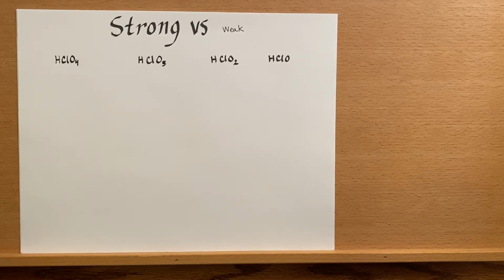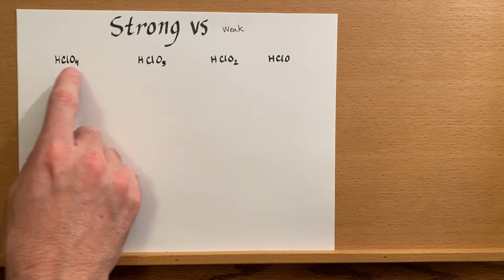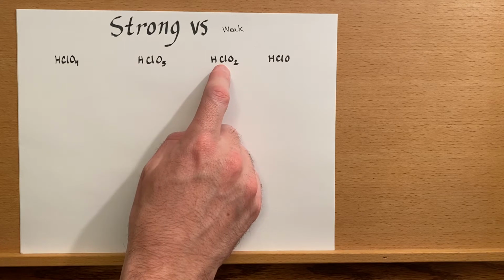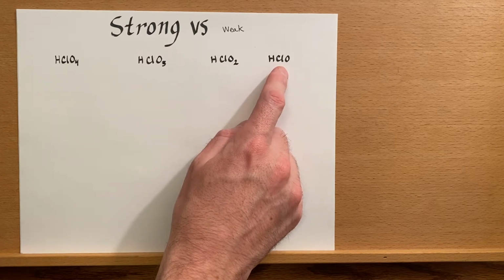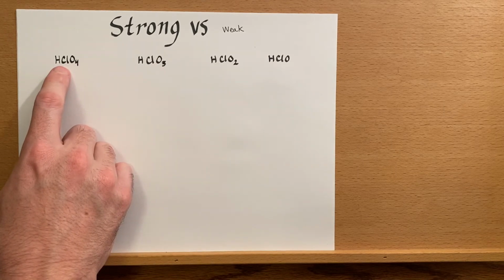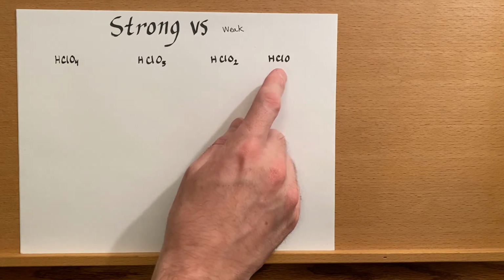Strong versus weak acids and bases. In this case, we're looking at acids. Here I've outlined perchloric acid, chloric acid, chlorous acid, and hypochlorous acid. And they are in order of decreasing strength. Perchloric acid is the strongest, hypochlorous acid is the weakest.